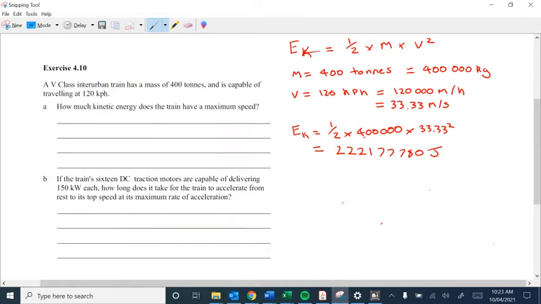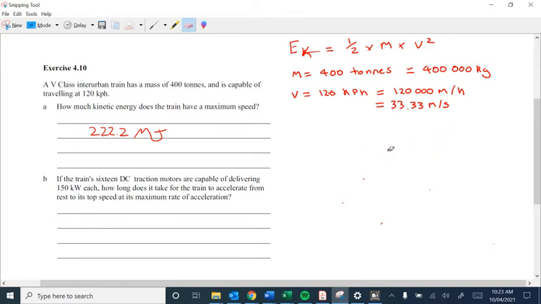Because it's such a huge number, we can make it kilojoules or megajoules. So just take off blocks of 3. That would be kilojoules, that would be megajoules. So I'm going to do it in megajoules: 222.2 megajoules. Capital M for mega, that's a little m for milli. Alright, so now I've got that, I'm just going to get rid of this, and move on to part B, which is the interesting part anyway.